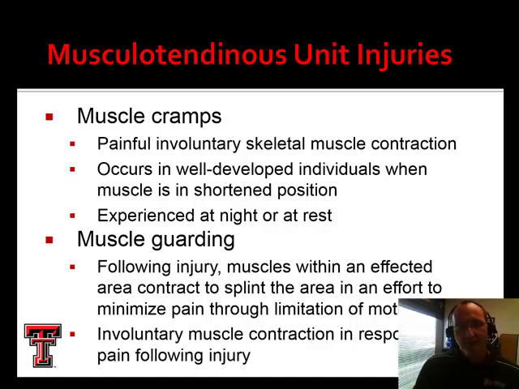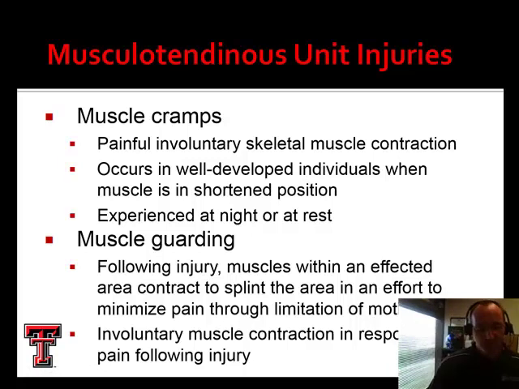Cramps, on the other hand, we've talked about this a little bit with respect to heat illness and injury, but we can get cramps from other reasons. Sometimes athletes will experience these at night or when they're at rest. That may be an indicator of an electrolyte imbalance. These can occur in well-developed individuals when they are in a shortened position. Prolonged cramping can result in a strain.